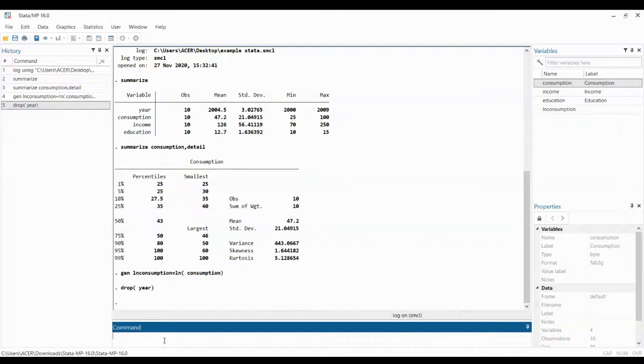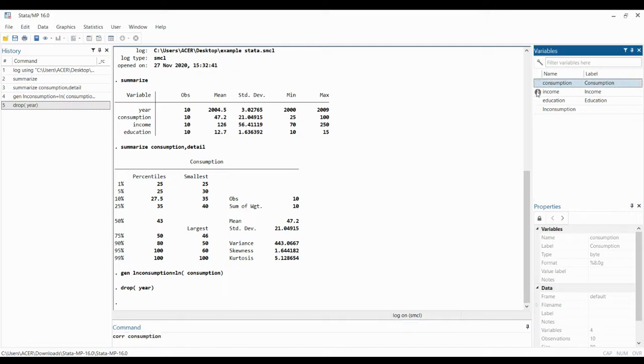Now the next command is for getting the correlation coefficient between two variables. The command is CORR, then put a space, then the first variable, consumption, and the second variable, income. So we are trying to find out the correlation between two variables, consumption and income.